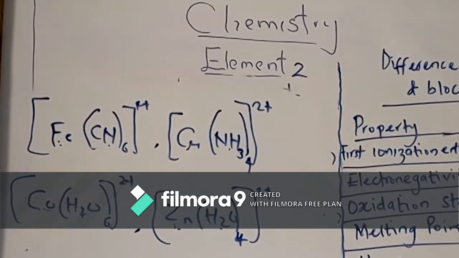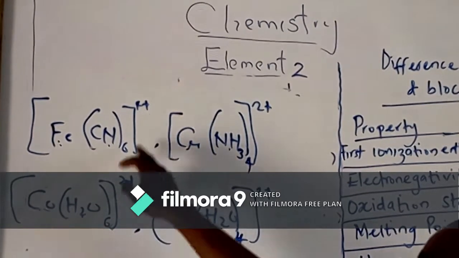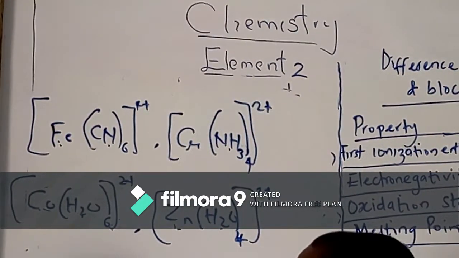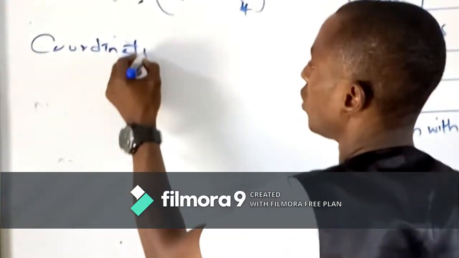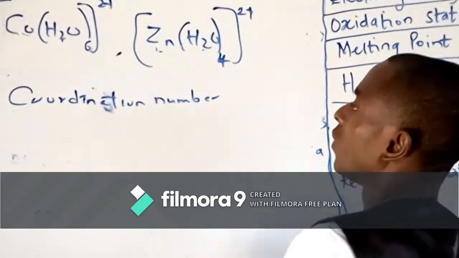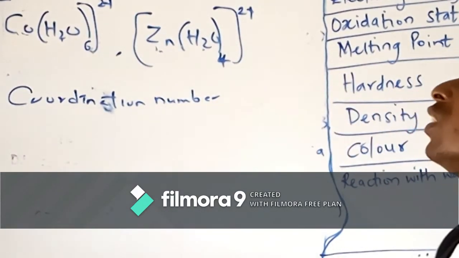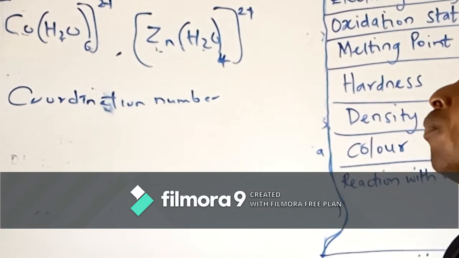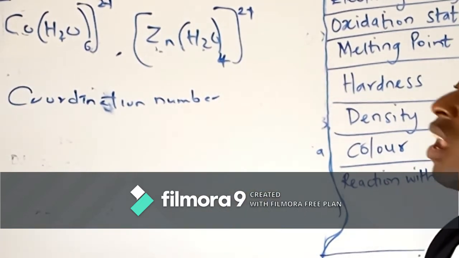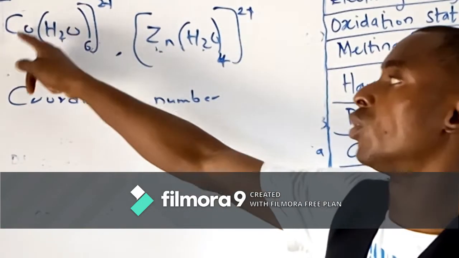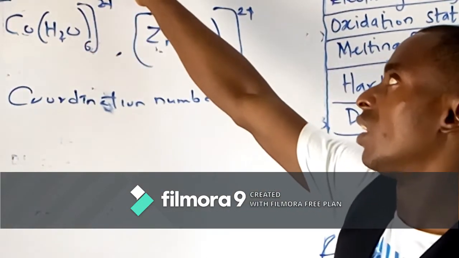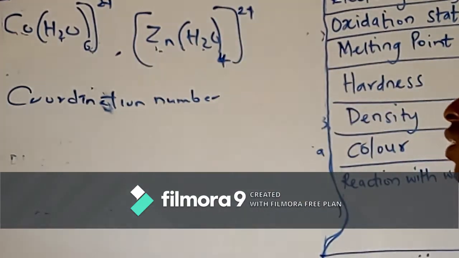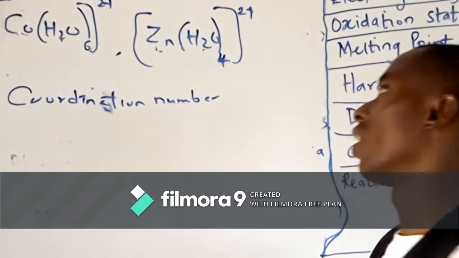Now, I have said that the number up here is called the coordination number. What's the coordination number? The coordination number is the number of ligands that is required to bond with the central metal. Again, the coordination number is the number of ligands that bond with the central metal. You can see it's 6. So this is showing the coordination number of the central atom.